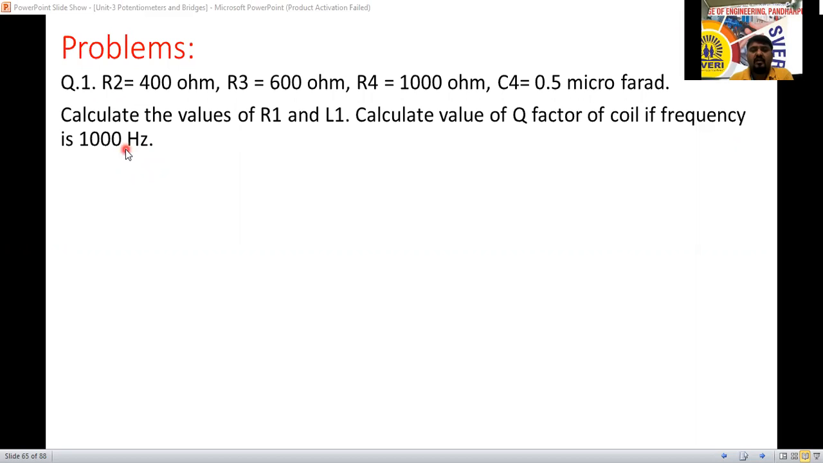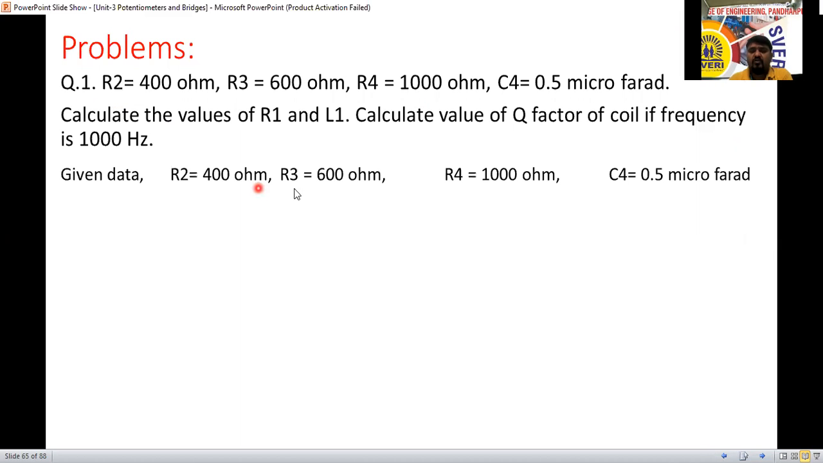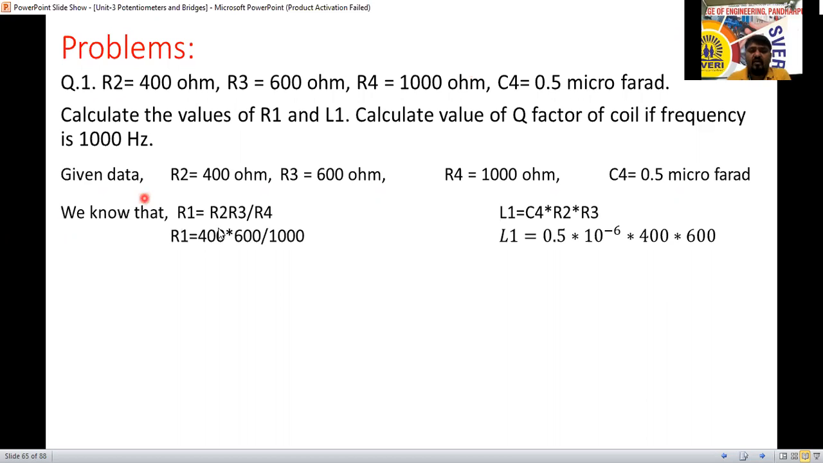First we have to write the given data as it is. Given data: R2 equal to 400 ohm, R3 equal to 600 ohm, R4 equal to 1000 ohm, C4 equal to 0.5 microfarad. We know the formula, R1 equal to R2 R3 divided by R4. We have derived that formula already. And L1 equal to C4 R2 R3.